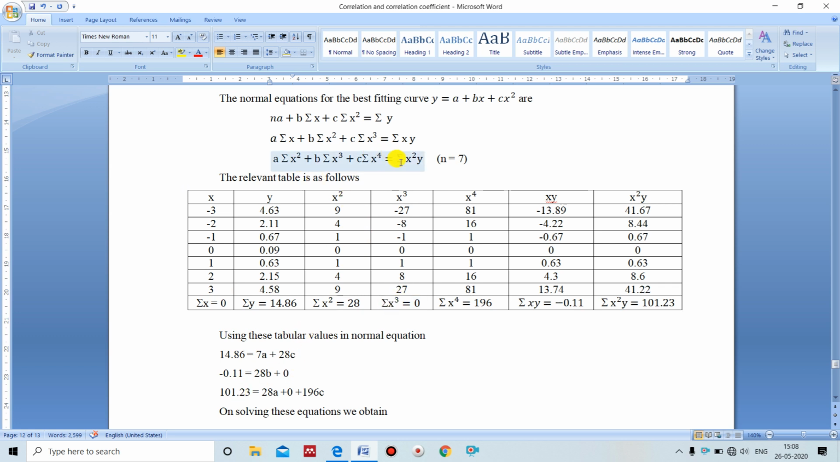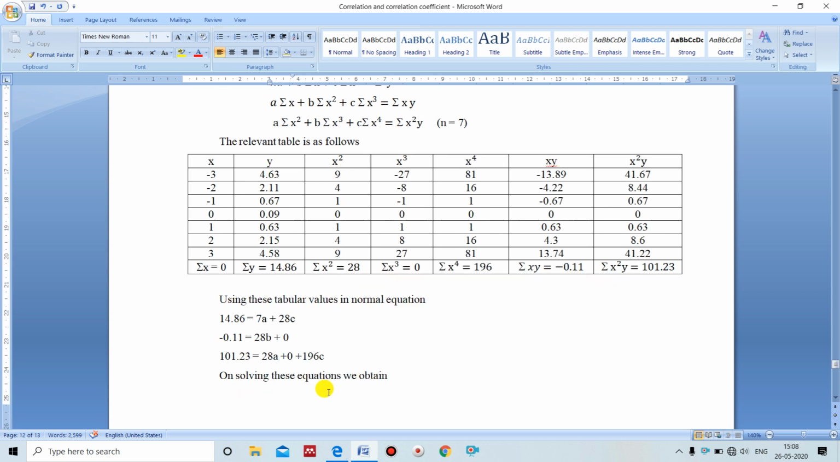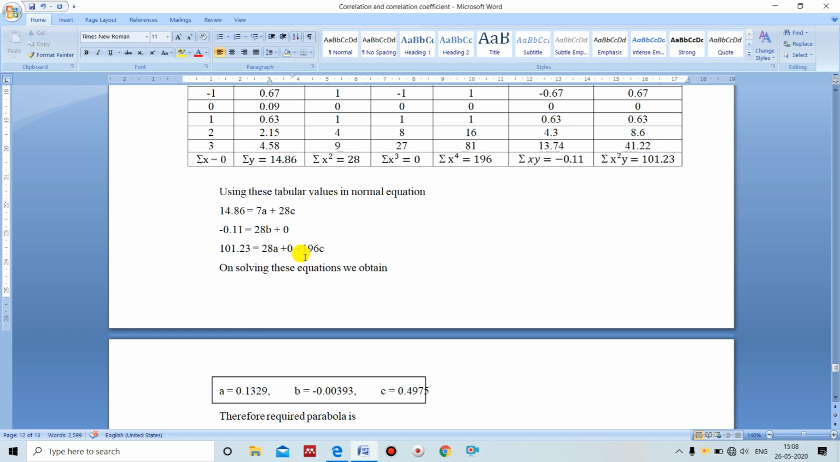Then the third normal equation is summation of x square y, 101.23, equals a into summation of x square, which is 28, so 28 into a, plus b into summation of x cube, which is 0, plus c into summation of x raised to 4, which is 196, so 196 into c. On solving these equations, we obtain a equal to 0.1329, b equal to minus 0.00393, c equal to 0.4975.